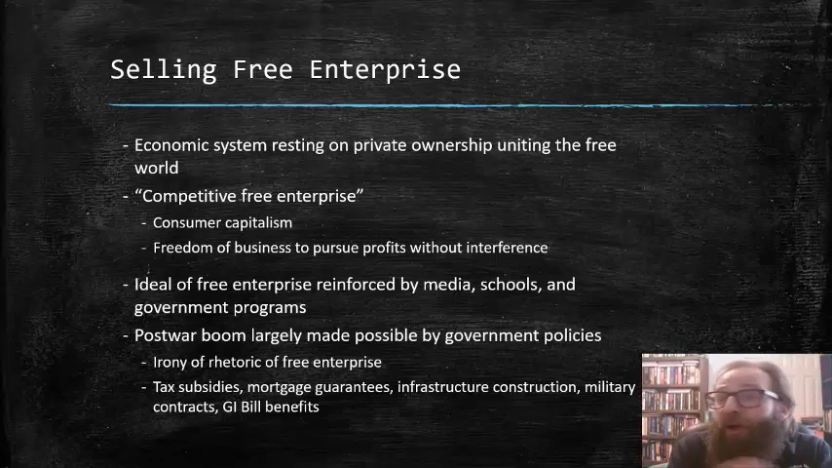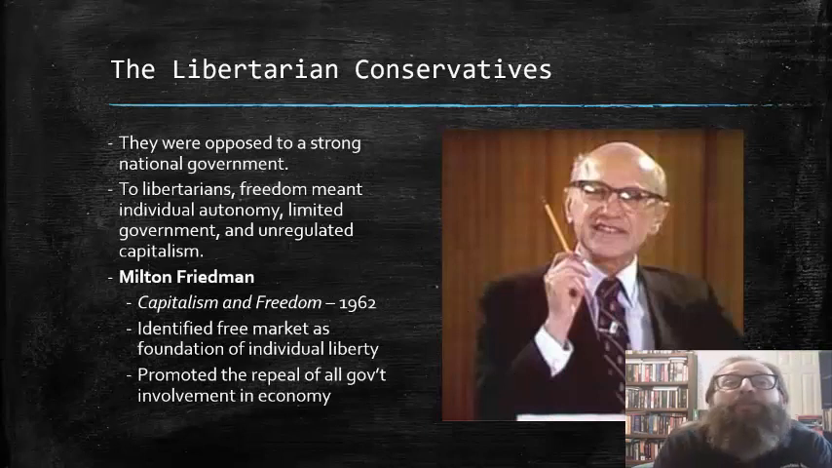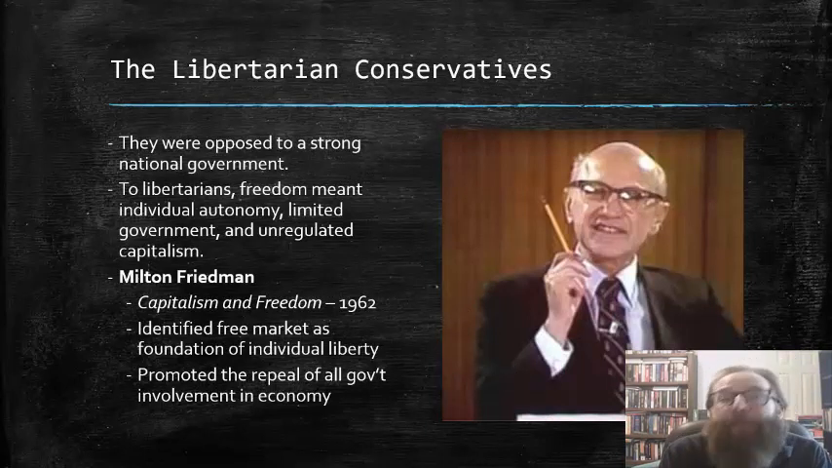However, this rhetoric largely ignored the fact that the post-war boom was largely made possible by government policies, and this revealed the ironies of the rhetoric of free enterprise, as it was tax subsidies, mortgage guarantees, infrastructure construction, military contracts, and GI Bill benefits that lifted the economic condition of most Americans, even more so than free enterprise or Adam Smith's invisible hand.